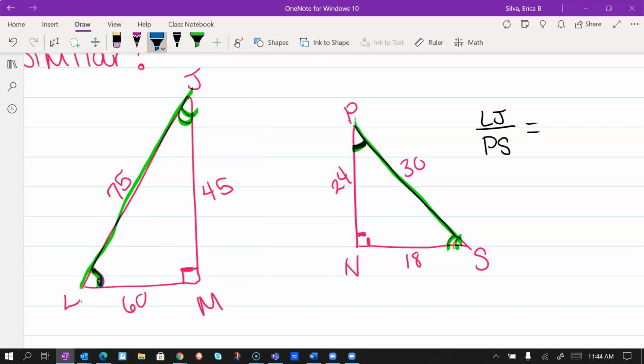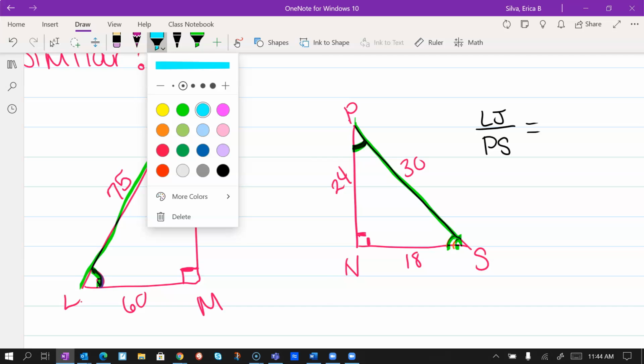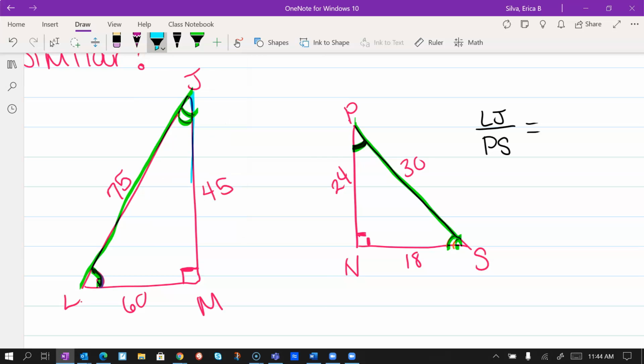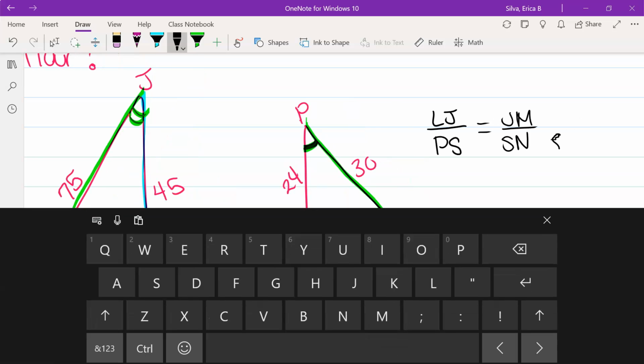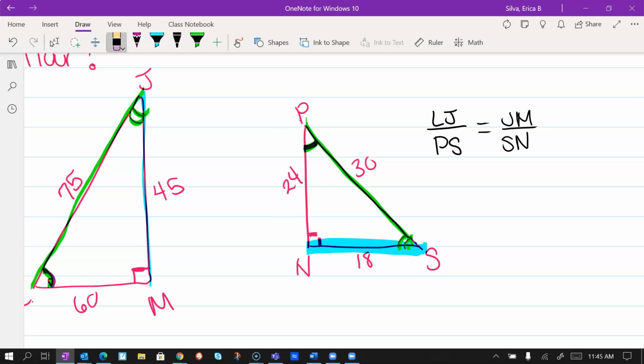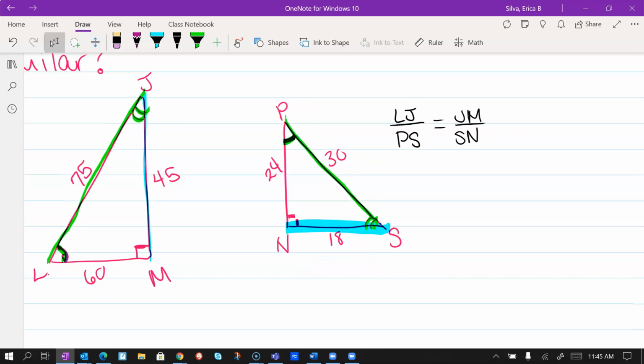Now let's look at the next one. I'm going to go from J, which has two arcs, to the 90-degree angle. So over here, I'm going to start at S, the two arcs, and go to N, the 90-degree angle. So we've got JM corresponding to SN. Any questions so far?